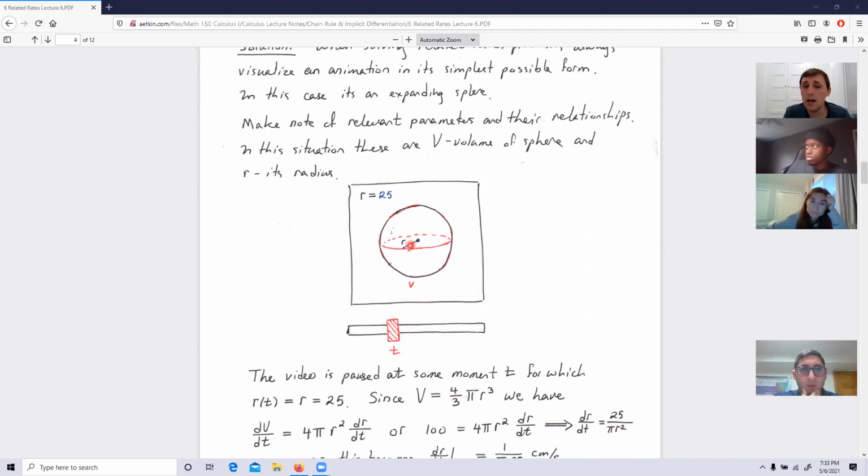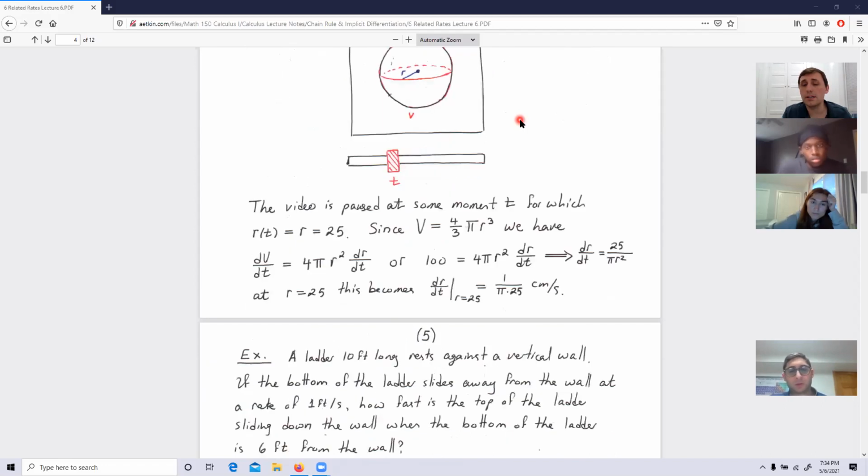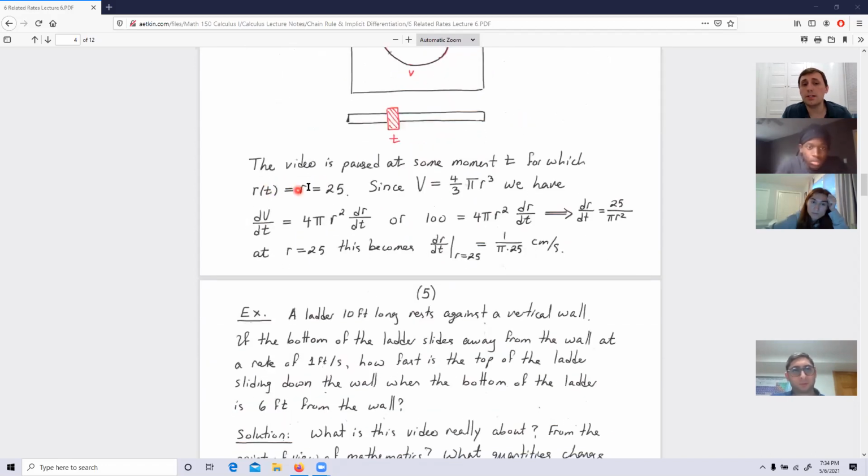I want to know what is the speedometer on R showing. Can you imagine there is a speedometer? That's what I personally think, that there is a speedometer attached here. Okay, and I just want to read what it's saying. So here we go, guys. So R of t is R, and I'm pausing when it's 25.